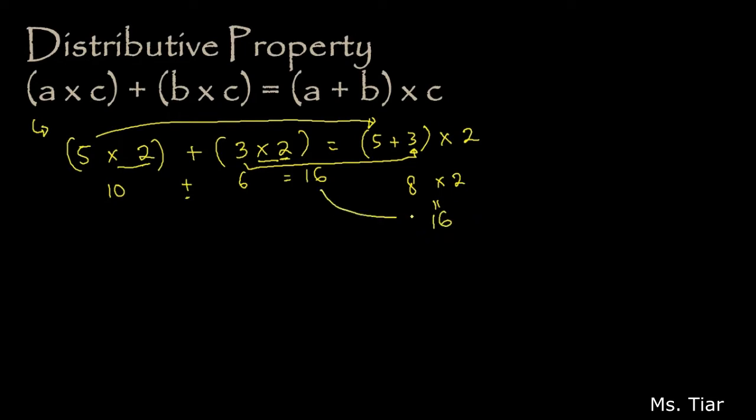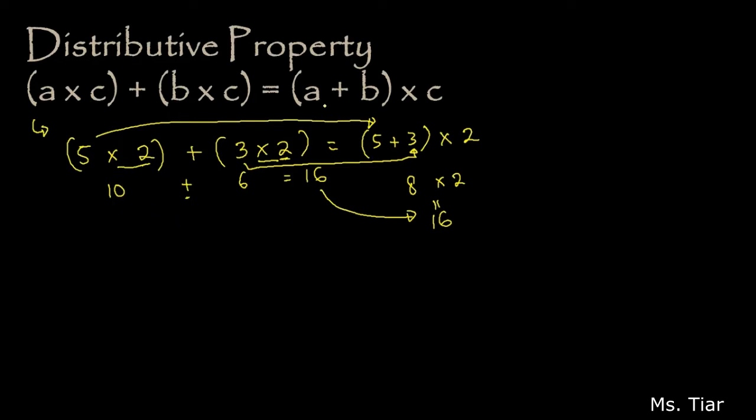Oh, look at this. It's the same, right? So which one is easier? This part or this part? Well, actually, the goal of distributive property is making a process easier to be done.